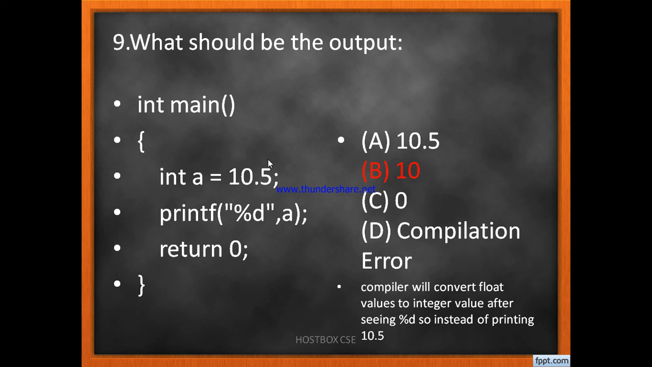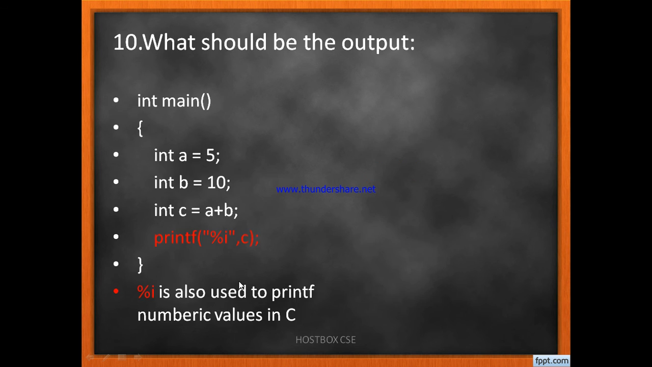At last, the compiler will convert. The technical reason is that the compiler will convert float values into integer values after seeing %d, instead of printing 10.5. Now a different question that we can expect sometimes.